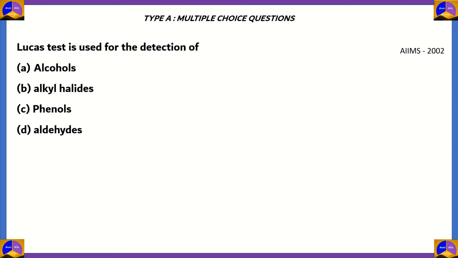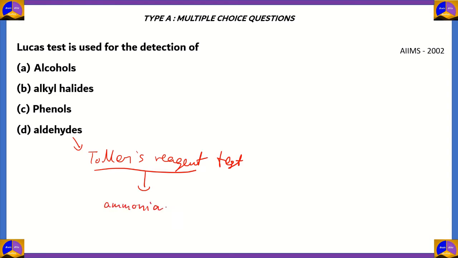Next question. Lucas test is used for the detection of A. Alcohols, B. Alkyl halides, C. Phenols, D. Aldehydes. So let's look at each of the following options. What do we use in order to detect aldehydes? Aldehydes can be detected by using Tollens reagent test. And Tollens reagent is ammoniacal silver nitrate, or AgNO3.